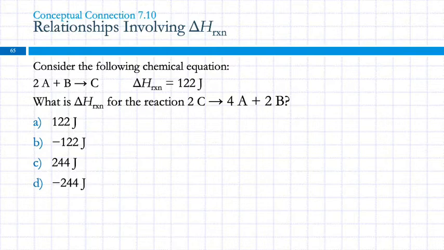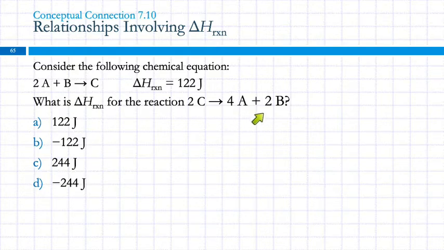So consider the following chemical equation. 2A plus B forming C. And for this reaction, as written, the delta H is 122 joules. So this is asking, what's delta H for the reaction 2C to make 4A plus 2B?